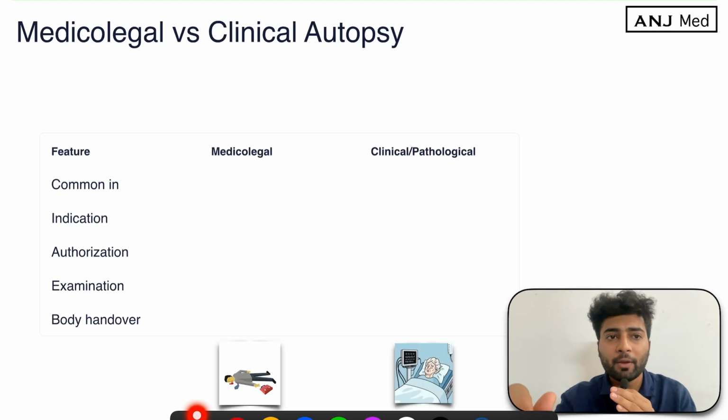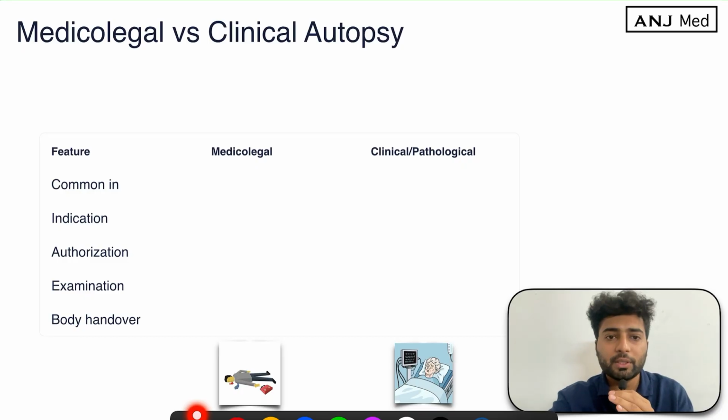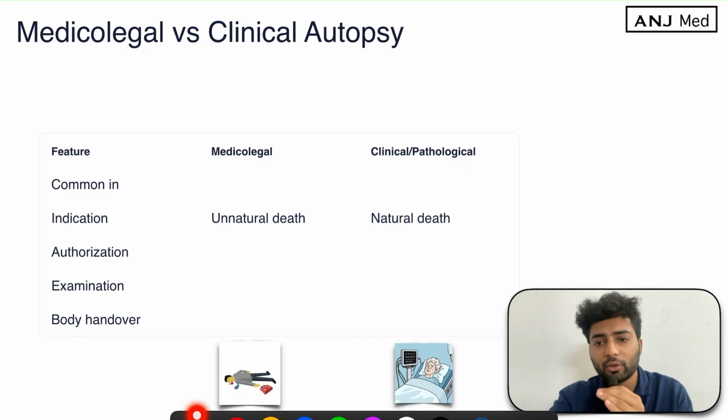Now we'll study them first. First is medico legal and clinical autopsy. What is medico legal autopsy? Whenever there is an unnatural death, due to hanging or killing or homicidal death, gunshot wound or poison or anything, in unnatural death we do a medico legal autopsy. If there is a natural death, let's say death due to diabetes or hypertension, myocardial infarction, in this condition we do a clinical or pathological autopsy.